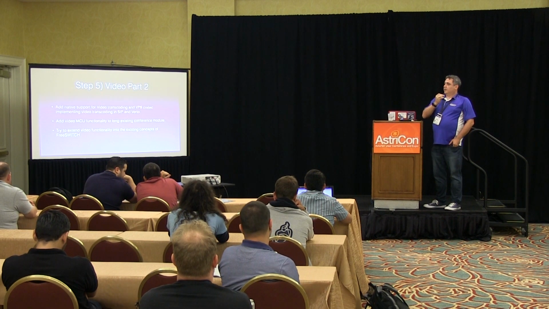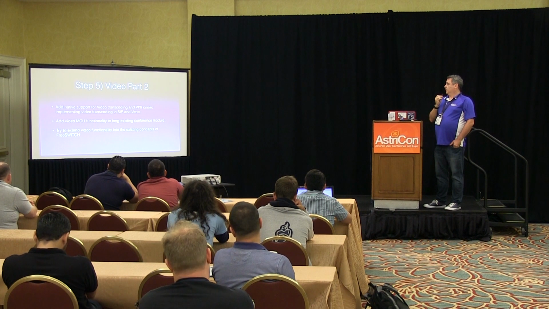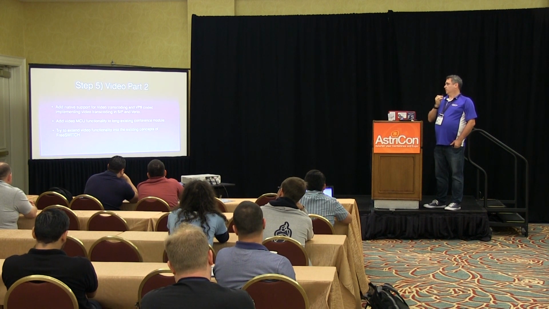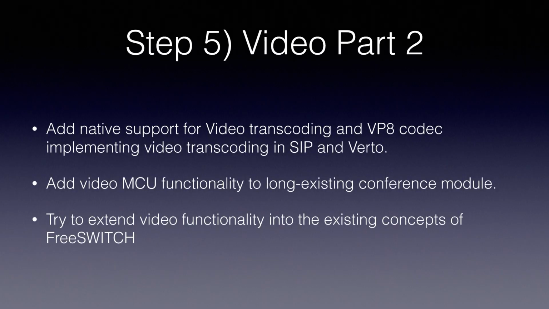So once we got that basic video working, we realized that we needed to do more and be able to do transcoding with video. So what we ended up doing was adding transcoding support into FreeSwitch so that we could do things like bridge a call between H.264 and VP8, or have a conference call that contained users with both those codecs at the same time.